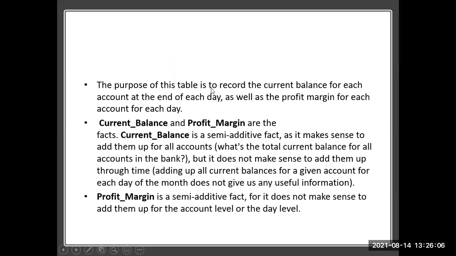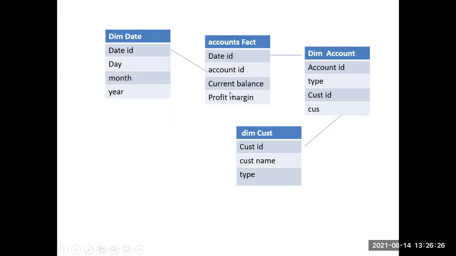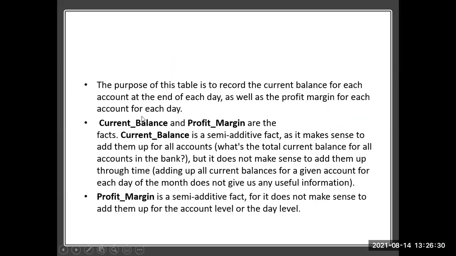The purpose of this table is to record the current balance for each customer, each account, at the end of each day, right? How much balance each customer has, as well as the profit margin for each account for each day. What was the target? That we have to check. Current balance and profit margin are the facts.